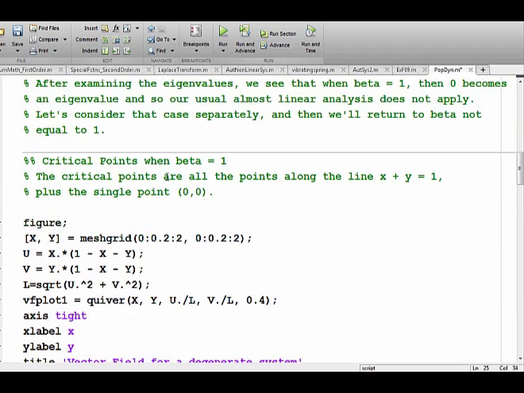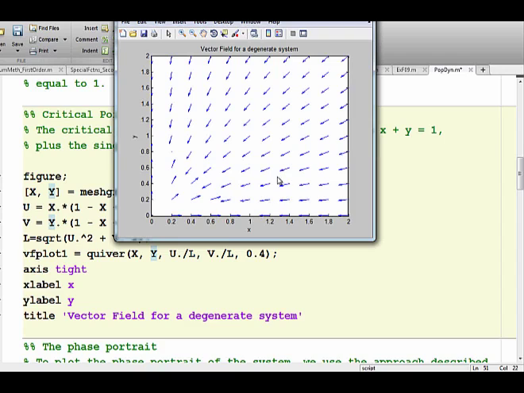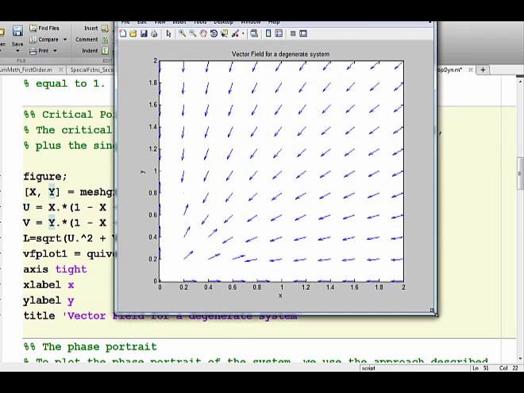So when beta equals 1, the critical points are all the points along the line x plus y equals 1. And then you have the additional single point, the origin 0, 0. So let's first draw the direction field, the vector field. There it is. And you can see here's the line x plus y equals 1. Blow this up a bit. I've got all these lines heading for the origin, and every point along the line x plus y equals 1 is a critical point.